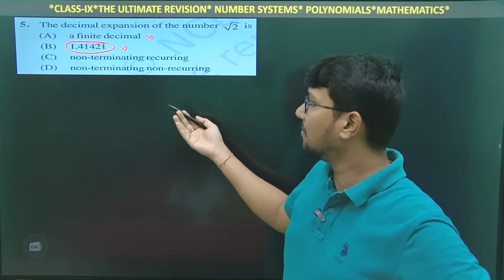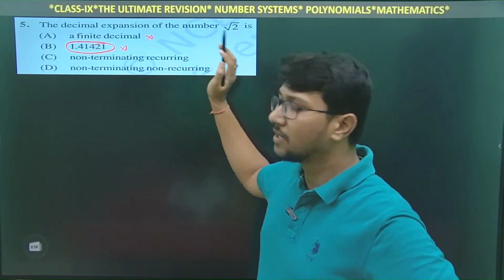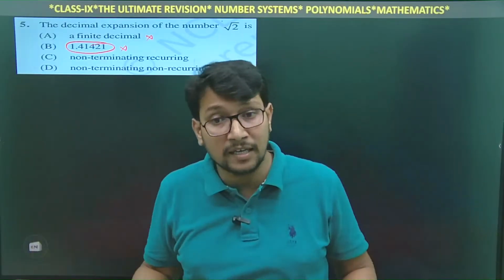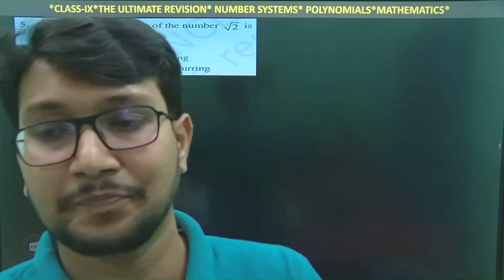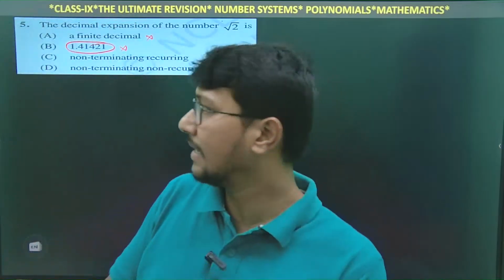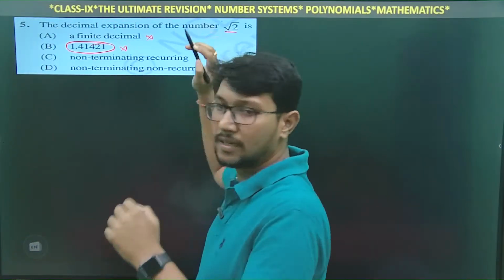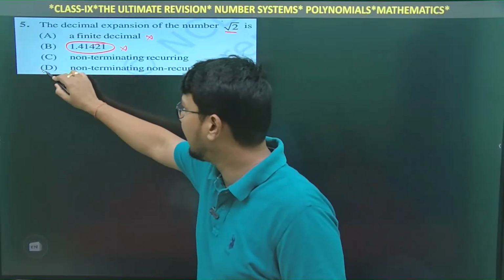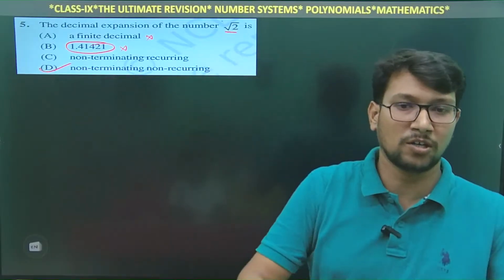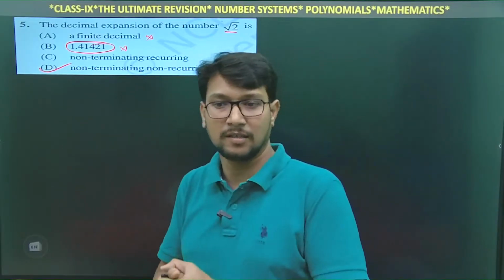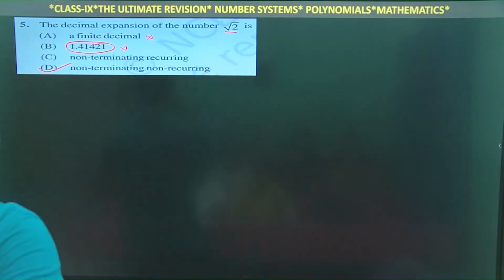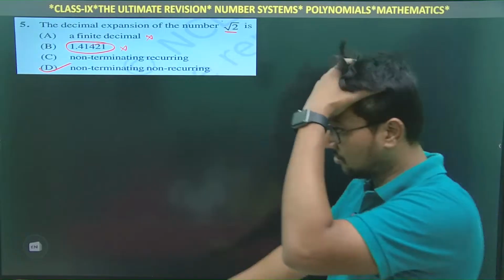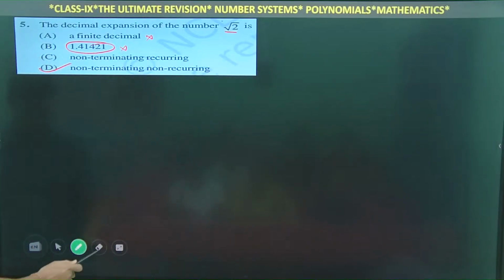So which can be non-terminating recurring? Do you think so? No, because non-terminating recurring is the decimal form of whom? That is rational. Is this a rational number? No, it is not rational. So which one is left? D. D is correct: non-terminating, non-repeating. Is that clear? Any doubt now? Okay, clear. Next question.